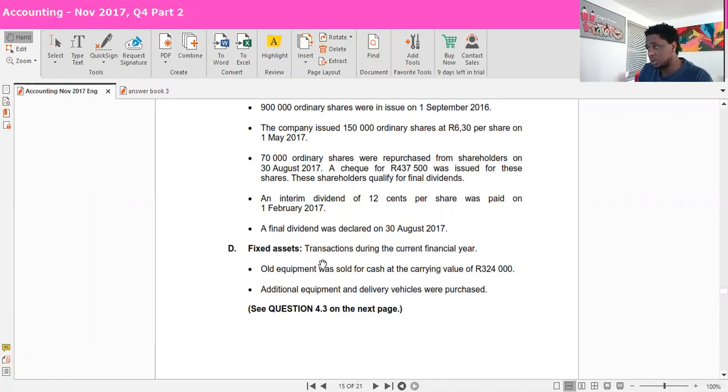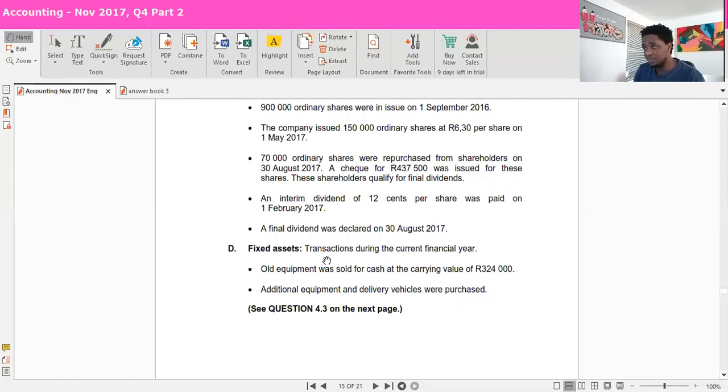We're told that the old equipment was sold for 324,000. That's an inflow of 324,000, because when you sell equipment, we get money, and in the cash flow statement, we know that our concern is whether there's money involved, and if that money is involved, is it going in or is it going out?